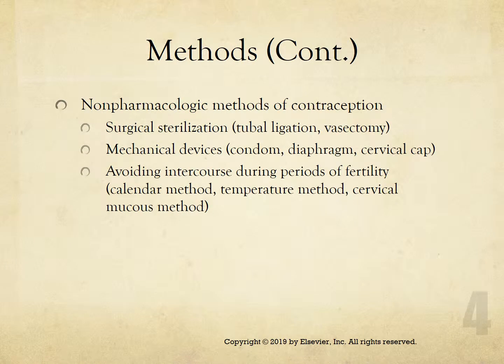Non-pharmacological methods include surgical sterilization, whether it's a tubal with the women or a vasectomy for men, mechanical devices such as condoms, diaphragms, cervical caps, those are also called barrier methods, and then avoiding intercourse during periods of fertility, which of course are the most unreliable.